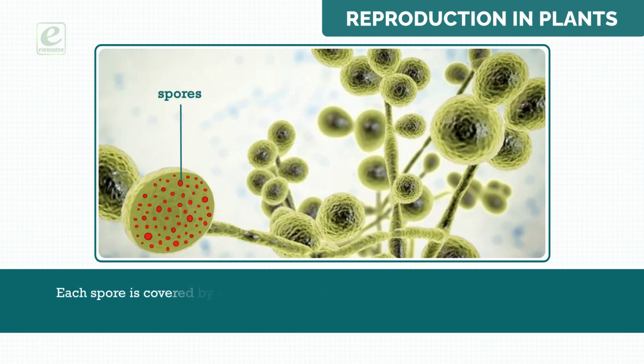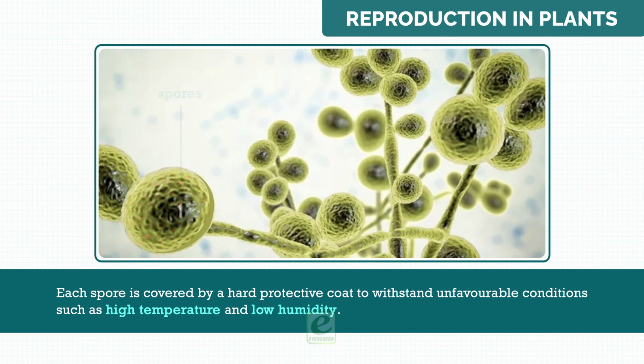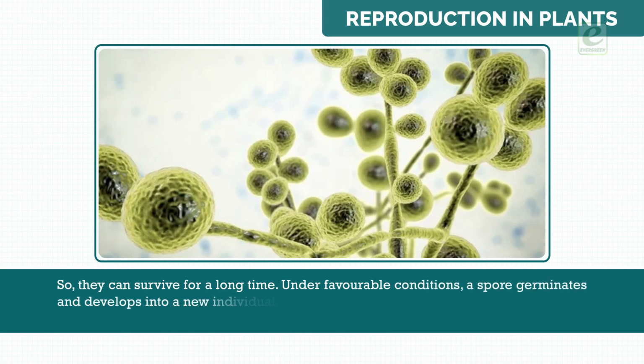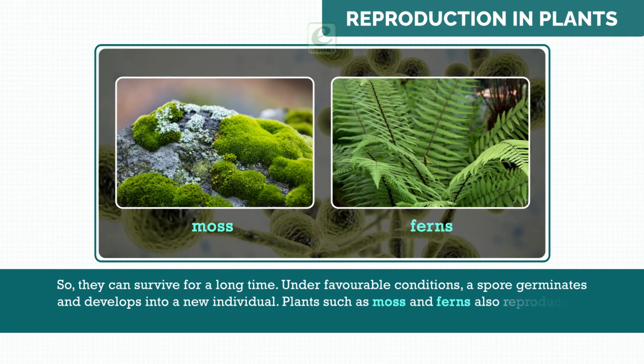Each spore is covered by a hard protective coat to withstand unfavorable conditions such as high temperature and low humidity. So, they can survive for a long time. Under favorable conditions, a spore germinates and develops into a new individual. Plants such as moss and ferns also reproduce by means of spores.